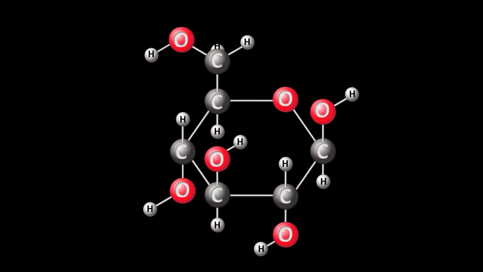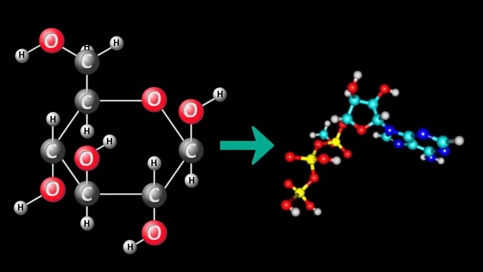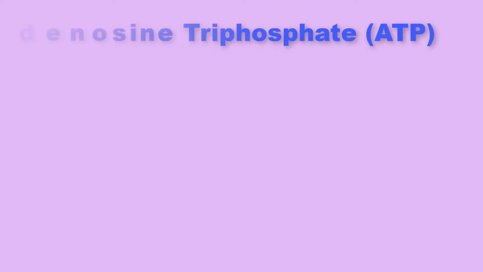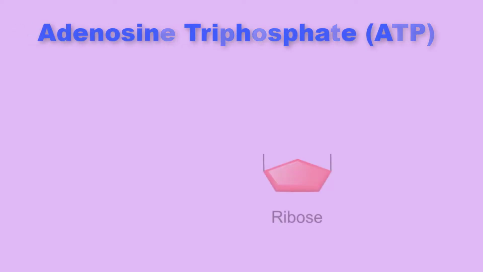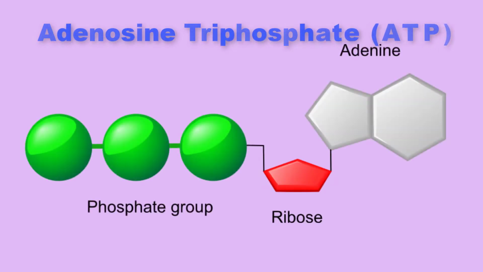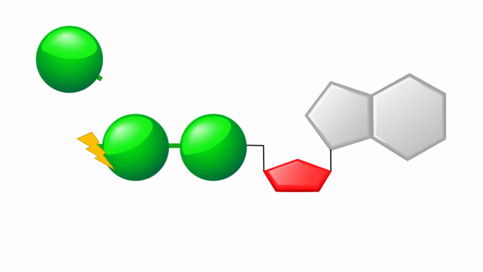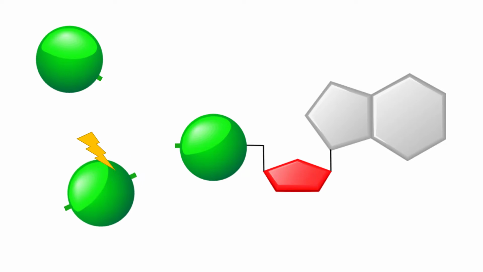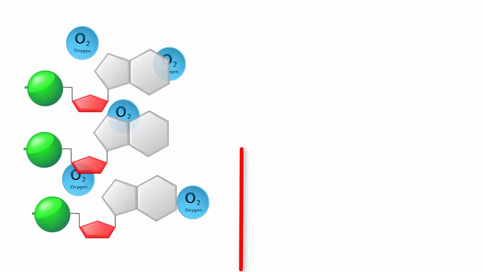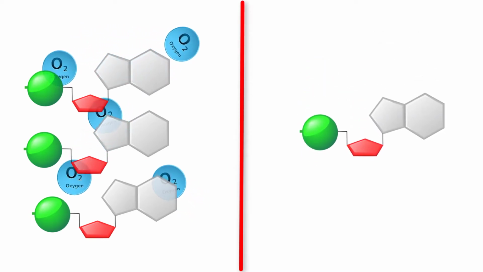In the breakdown of glucose for energy, molecules of adenosine triphosphate, better known as ATP, are produced. Adenosine triphosphate, or ATP, is composed of a ribose sugar, an adenine base, and 3 phosphate groups. ATP releases free energy when its phosphate bonds are broken, and thus supplies ready energy to the cell. More ATP is produced in the presence of oxygen than in pathways that do not use oxygen.